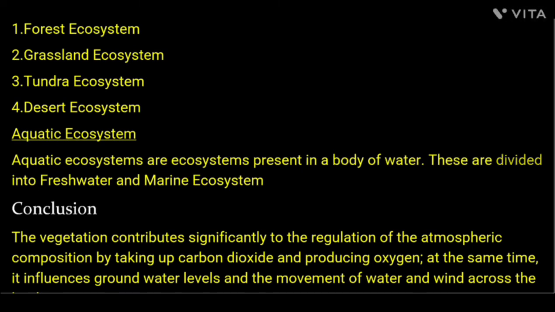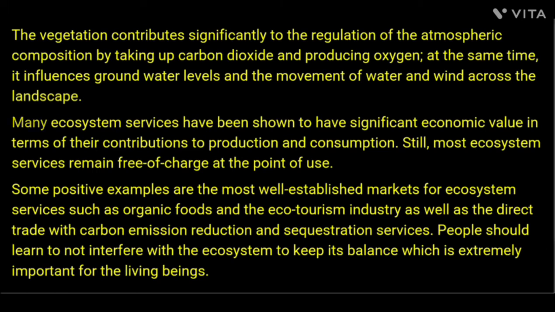Conclusion. The vegetation contributes significantly to the regulation of the atmospheric composition by taking up carbon dioxide and producing oxygen. At the same time, it influences groundwater levels and the movement of water and wind across the landscape. Many ecosystem services have been shown to have significant economic value in terms of their contributions to production and consumption. Still, most ecosystem services remain free of charge at the point of use.